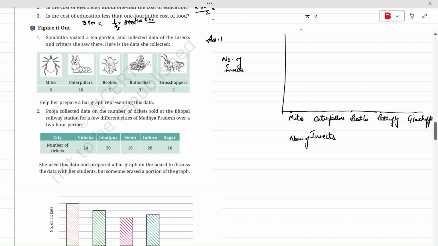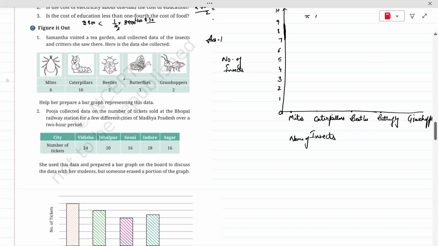Now we have to plot here. To plot, we need to see the scale. How are we going to check the scale? On the basis of the data given to us. If I take a unit scale of 1, kids, it will be easy to prepare this bar graph. Why? Because we have numbers like 2, 3, 5, 6 till 10. So I'm taking 0 here, then 1, 2, 3, 4, 5, 6, 7, 8, 9, and 10. I'm extending it further here.